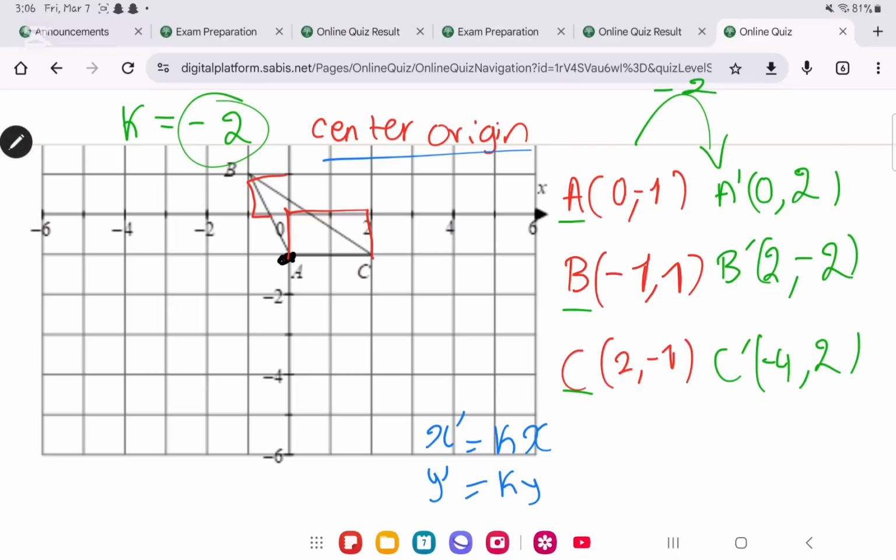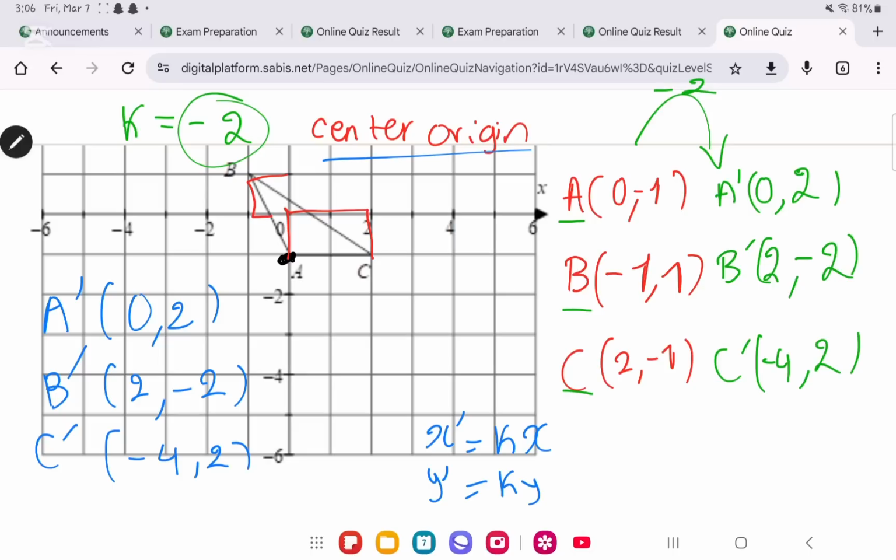Now, after this, we do not stop, okay? Let me just write them over here. A prime, B prime, C prime. We have A prime, it is (0, 2). B prime, it is (2, -2), and C prime, it is (-4, 2). Now, what is gonna happen next?